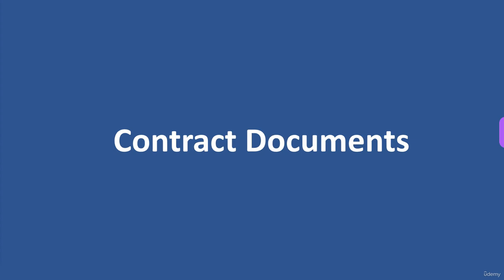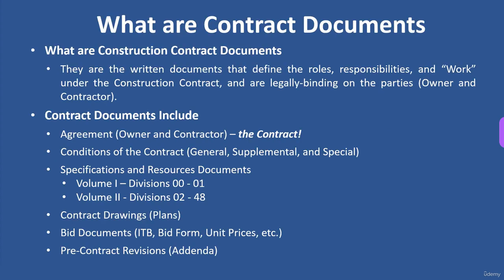So, contract documents. Let's talk about documents that are typically found in construction contracts. What are construction contract documents? They are written documents that define the roles, responsibilities, and the work under the construction contract and are legally binding on parties, which are typically the owner and the contractor. So, the contract documents include multiple items.